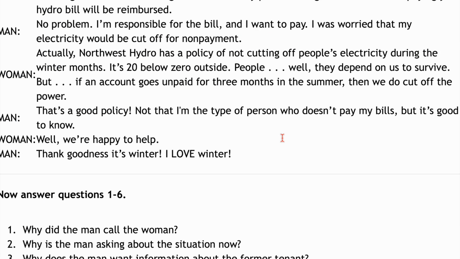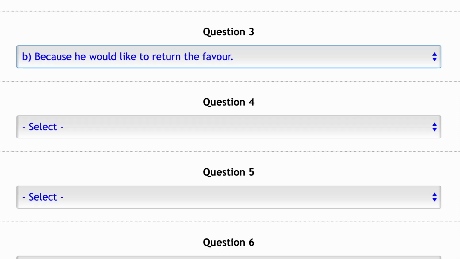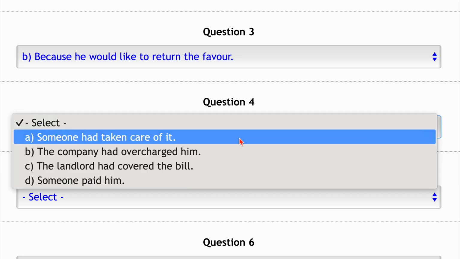Okay, question 4. Why does the man now have power in his apartment? Well, someone paid, I think. Someone had taken care of it. Had taken care of the bill. And take care of the bill means pay the bill. So someone had paid it. This should be the answer.